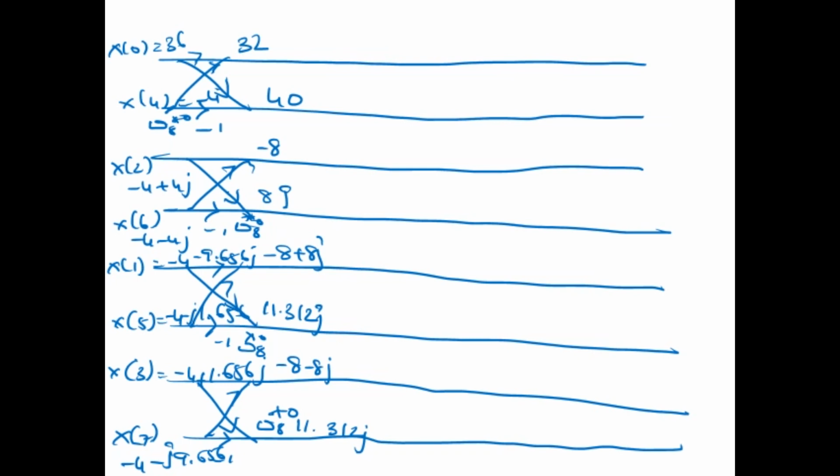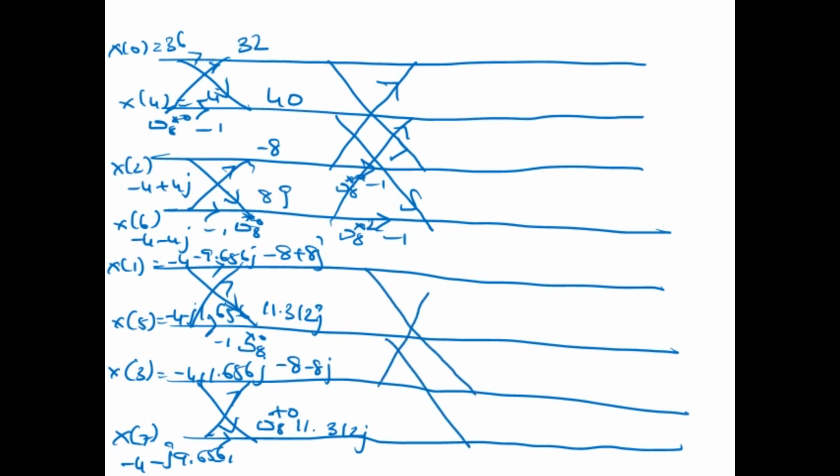So second stage will be multiplied with omega 8 of star 0, omega 8 of star 2. These are the inputs for second stage.